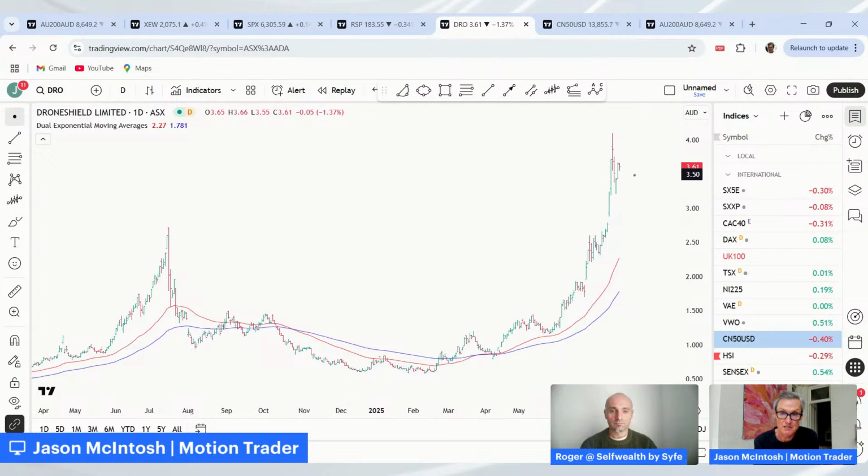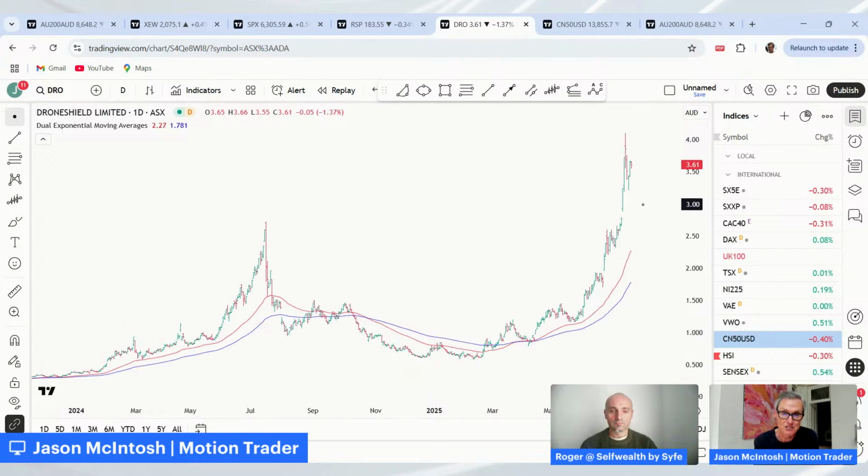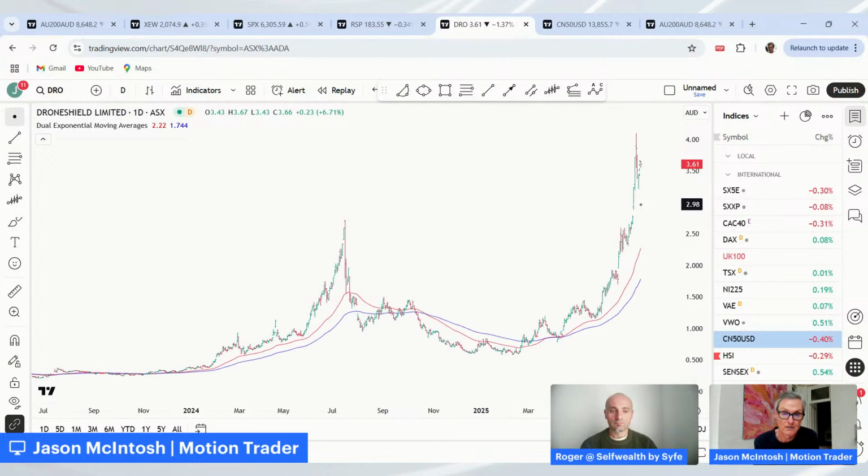Even if it's just volatile sideways while the moving averages catch up. For me, this is one to let run, not one to buy. It's just too far above the averages.